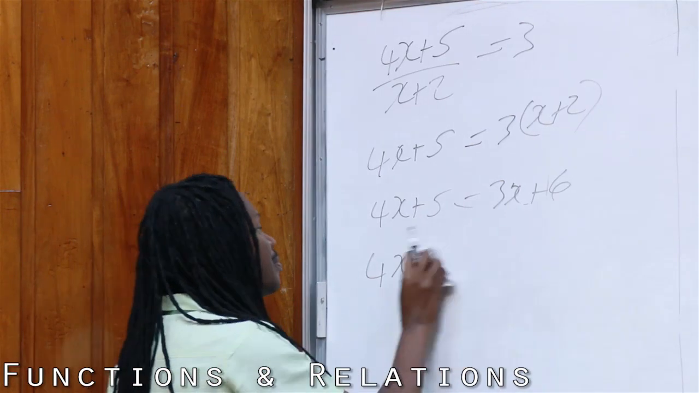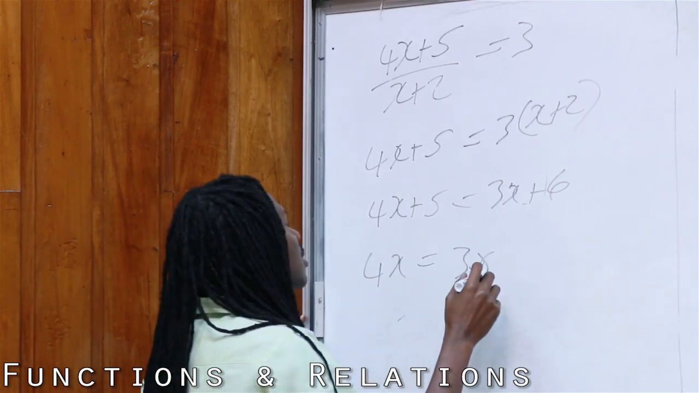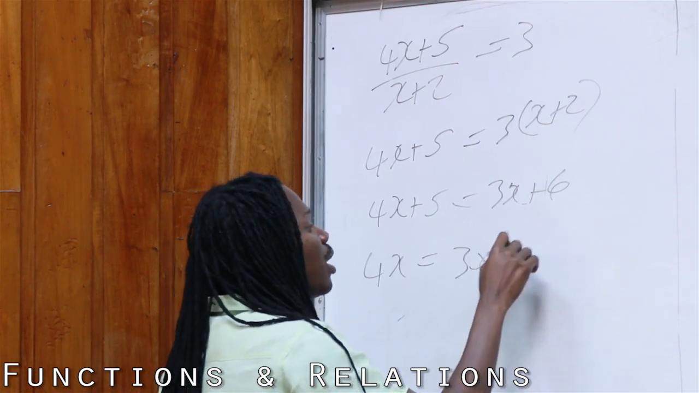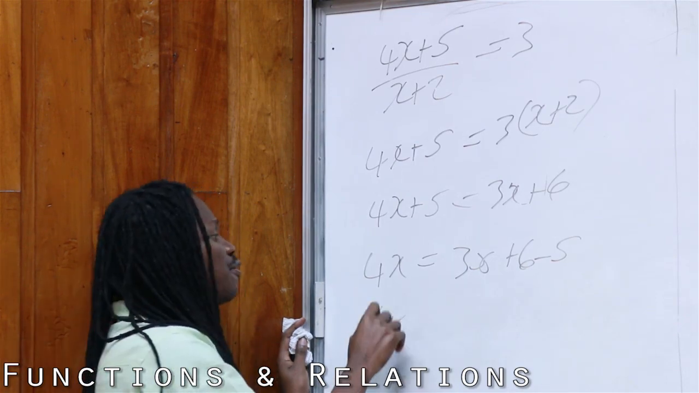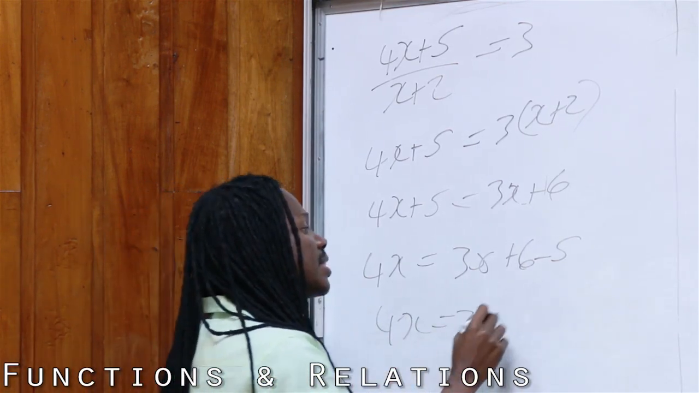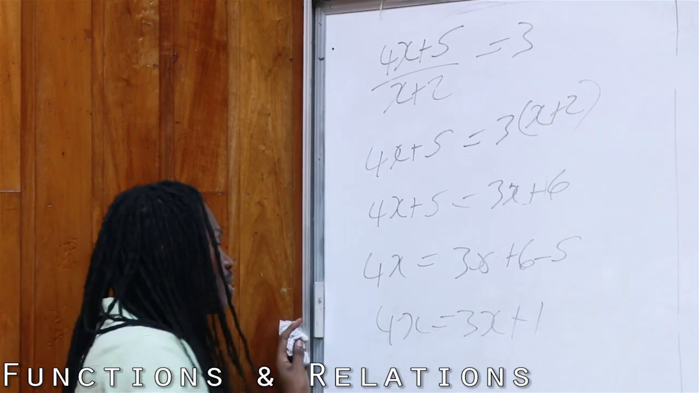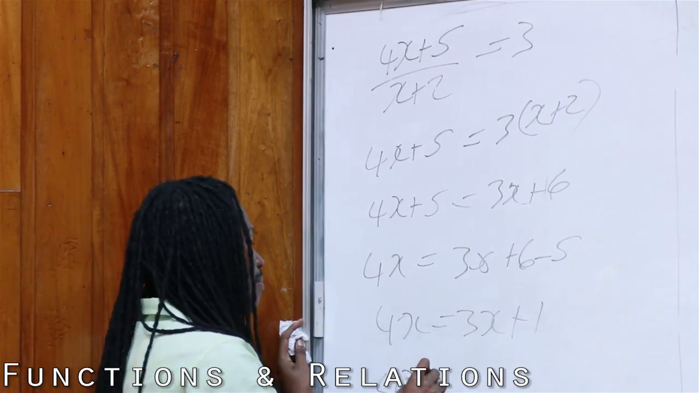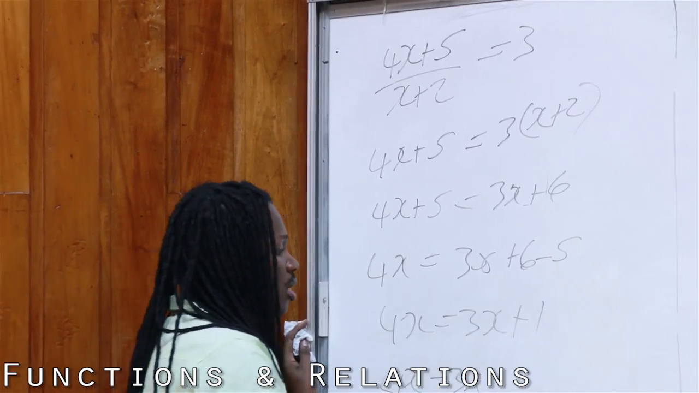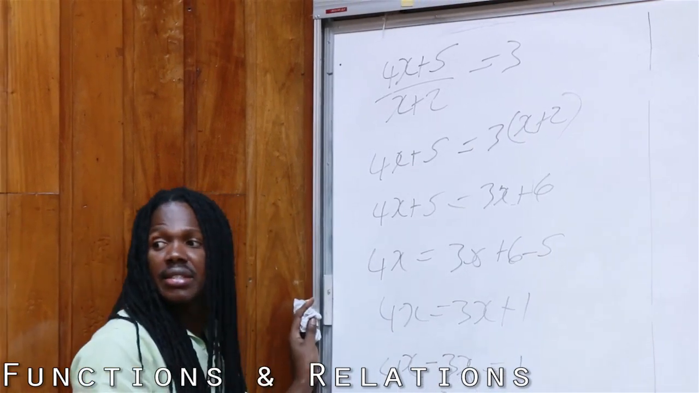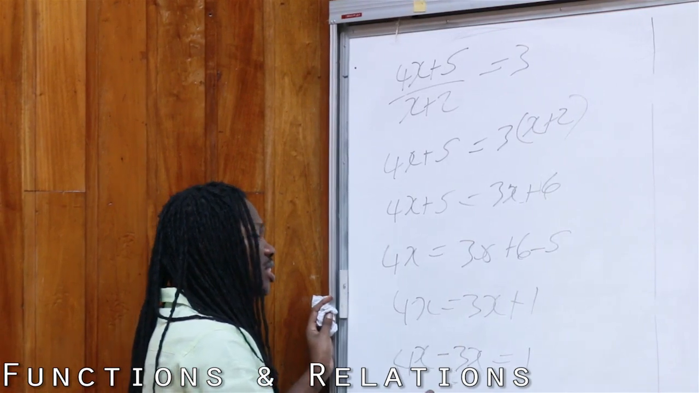All right, watch this now. 4x equals 3x plus 6 minus 5. See that? So 4x equals 3x plus 1. See that? So therefore, 4x minus 3x, because it's a plus 3x, equals 1. You see that? Everybody see that? So that means that x equals 1.